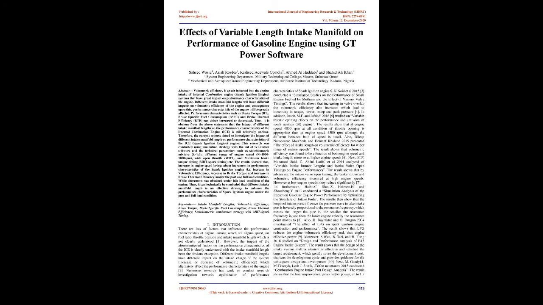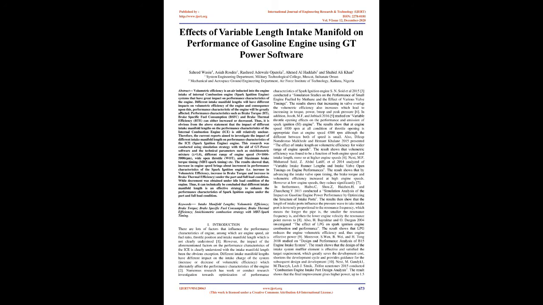Also, Dilip Namdi Oreo Market and Hemant Kalane, 2015, presented the effect of intake length on volumetric efficiency for a wider range of engine speeds. The result shows that volumetric efficiency was found to be a function of both engine speed and intake length, more so at higher engine speed. Next, M.F. Mohammed Said, Z. Abdul Latif, et al., 2014, analyzed variable intake runner lengths and intake valve open timings on engine performance. The result shows that by advancing the intake valve open timing, the brake torque and volumetric efficiency increased at high engine speeds. However, at low engine speeds, they reduce significantly.